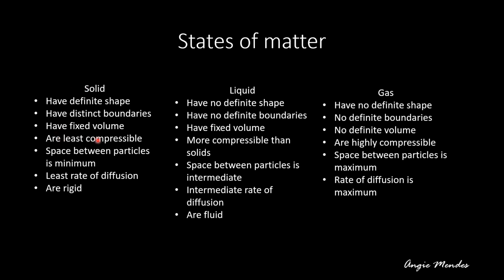Solids are the least compressible, liquids are more compressible than solids, and gases are highly compressible. The space between particles in solids is minimum. The space between particles in liquids is intermediate, and the space between particles in gases is maximum. Solids have the least rate of diffusion. Liquids have an intermediate rate of diffusion and gases have the maximum rate of diffusion. Solids are rigid and liquids are fluid.